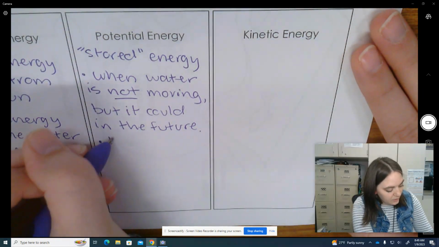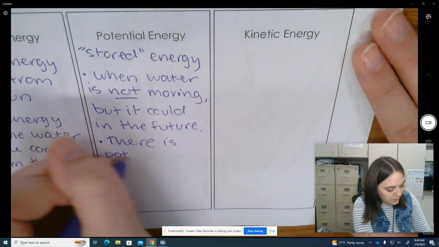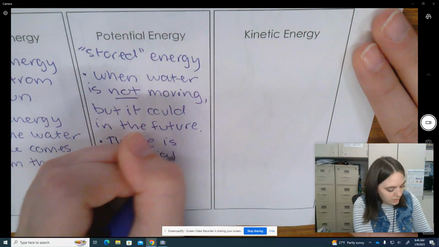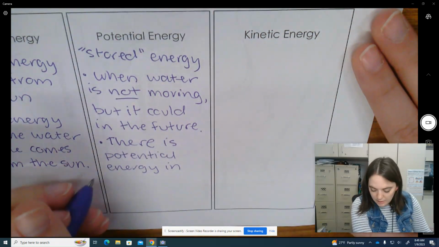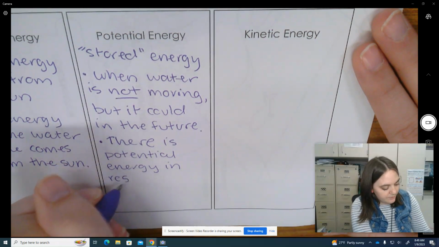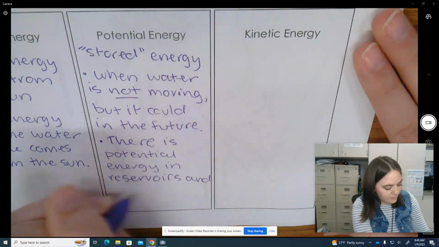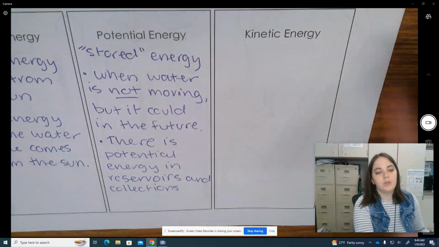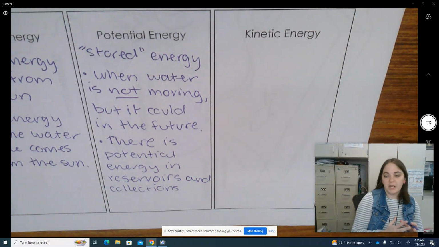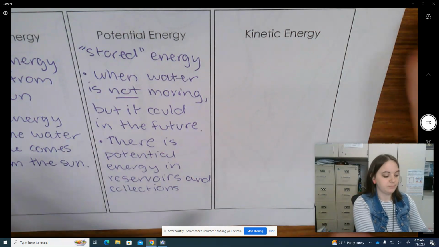Okay. There is potential energy in reservoirs and collections. So there's potential energy in reservoirs and collections because the water is not moving, but it could eventually move later, but right now it's not moving.